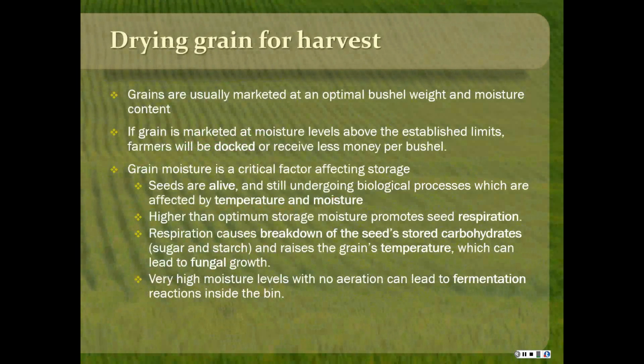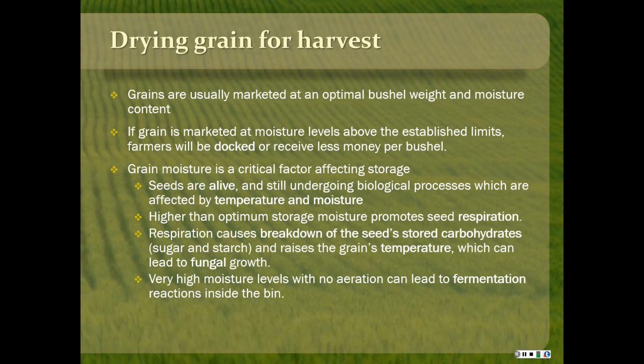And then back to drying grain for harvest. Grain is usually marketed at an optimal bushel weight and moisture content. If it's sold at moisture levels above the established limits, farmers will be docked or receive less money, because the elevator knows it's going to shrink in storage, or possibly develop diseases.